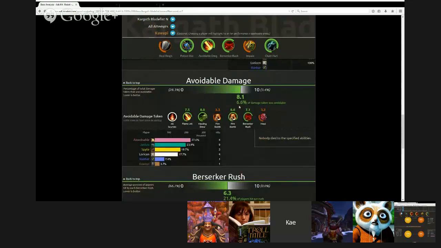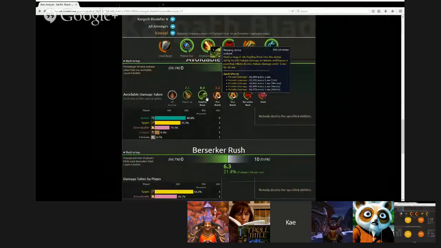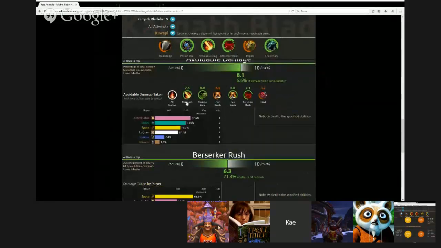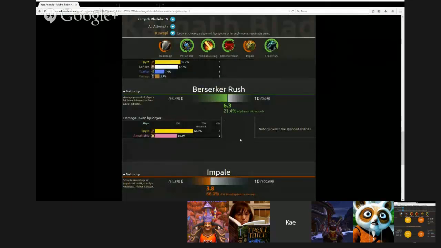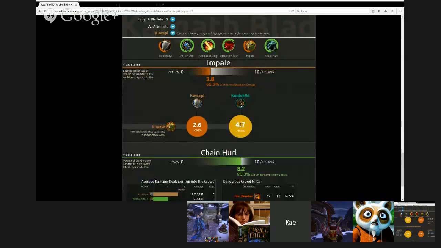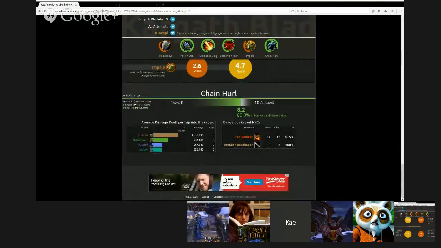So avoidable damage, I did a good job there. We got 8.5 out of 10. Flame jet, you can see not too many people got hit with that. Again, you can see your comparison there. Berserker rush with impale. Looking at impale again, Kotoshiki did a much better job. I only got 2.6 ticks, where she was getting almost double that. So that's another area of improvement for me. This is sort of how I would look at this information.